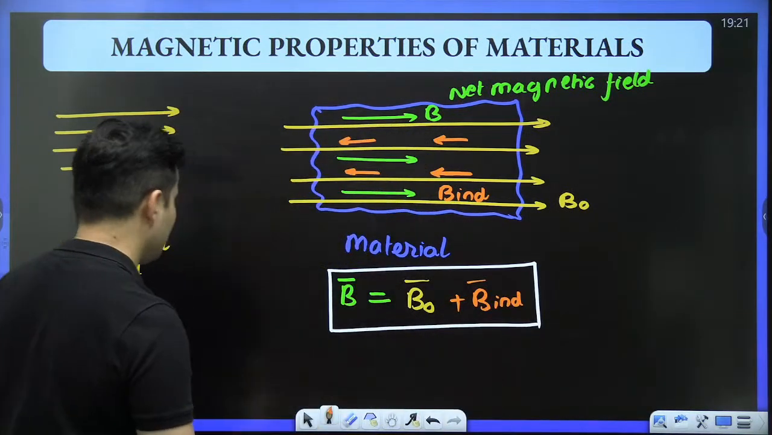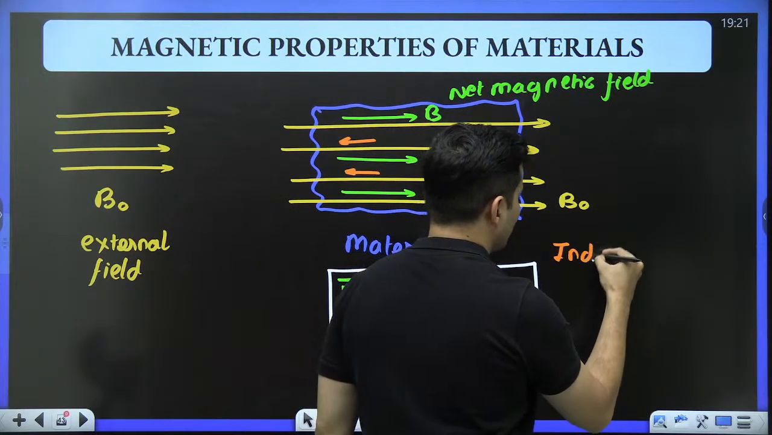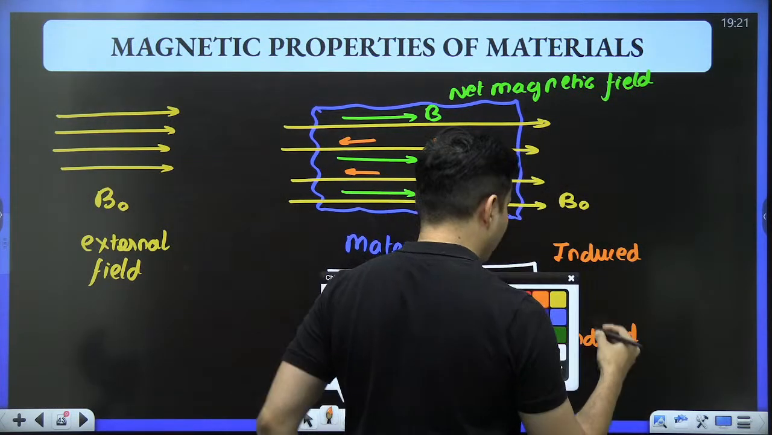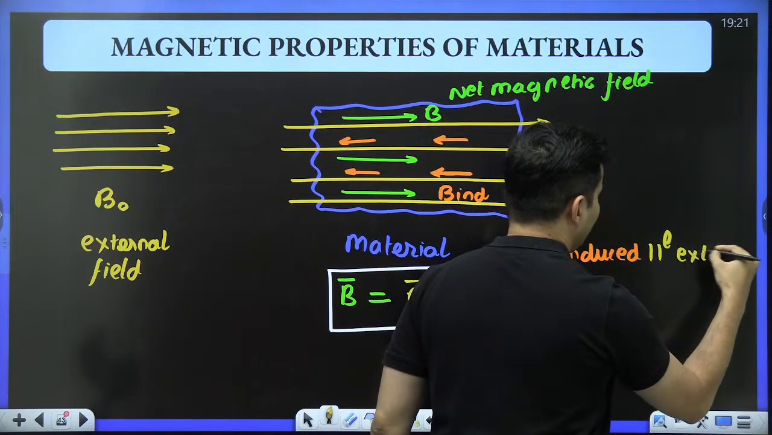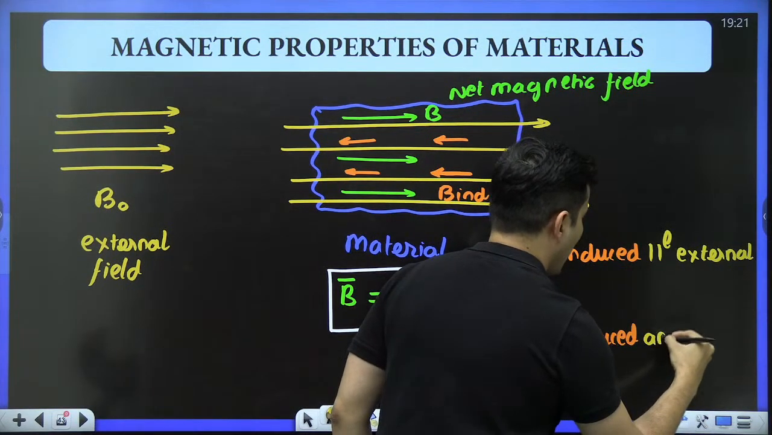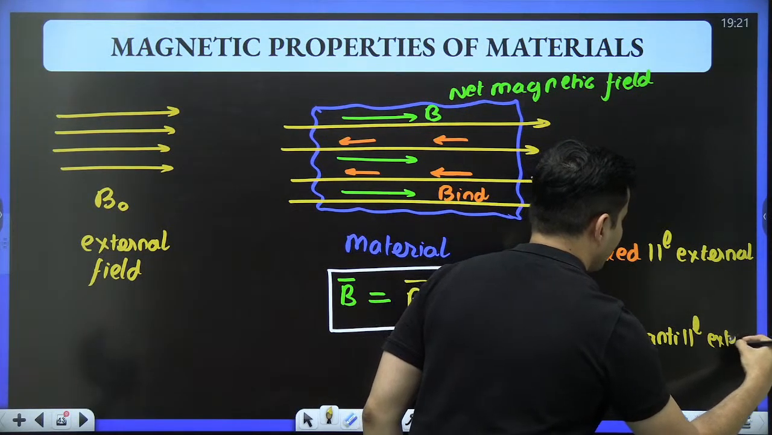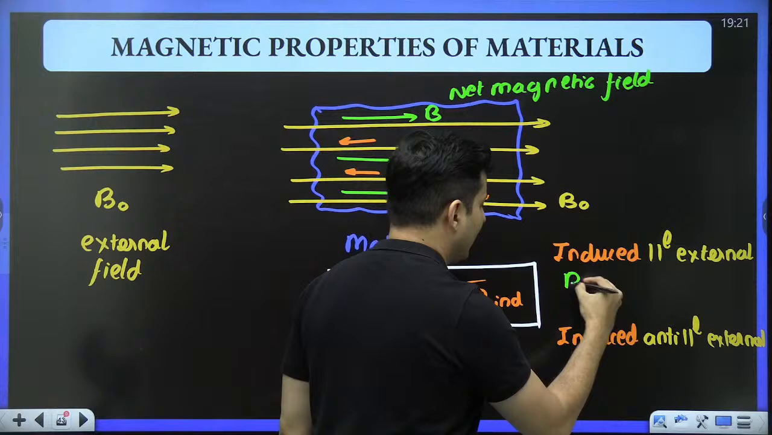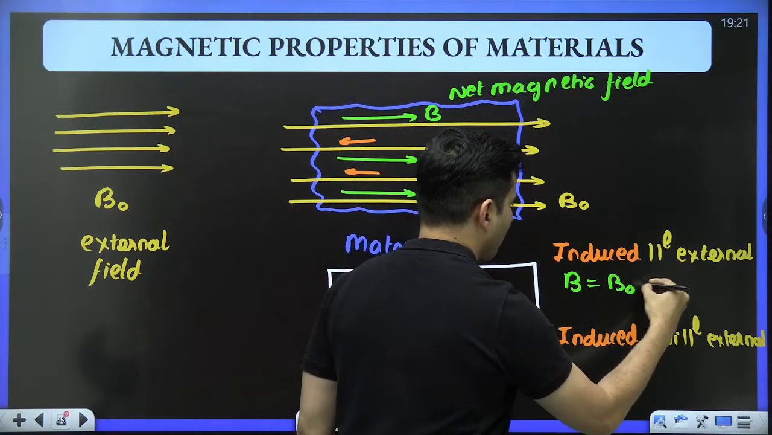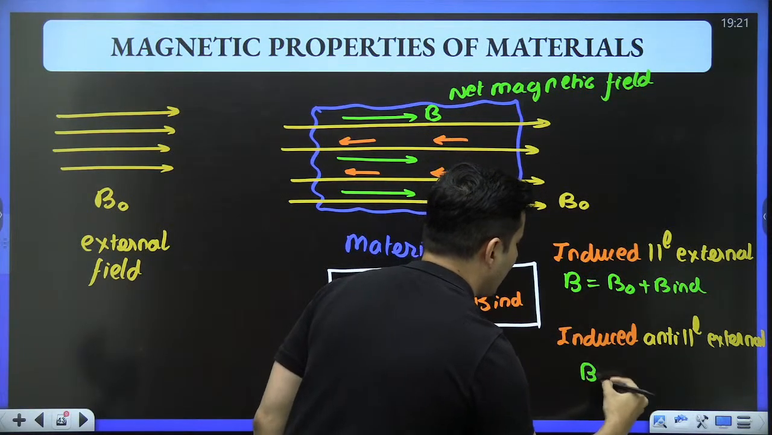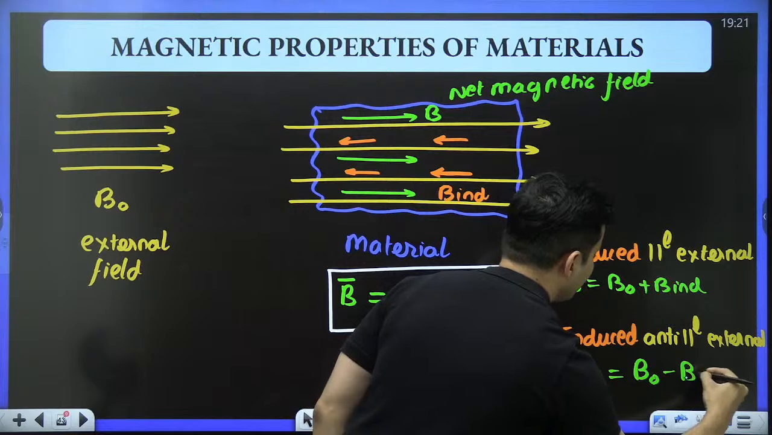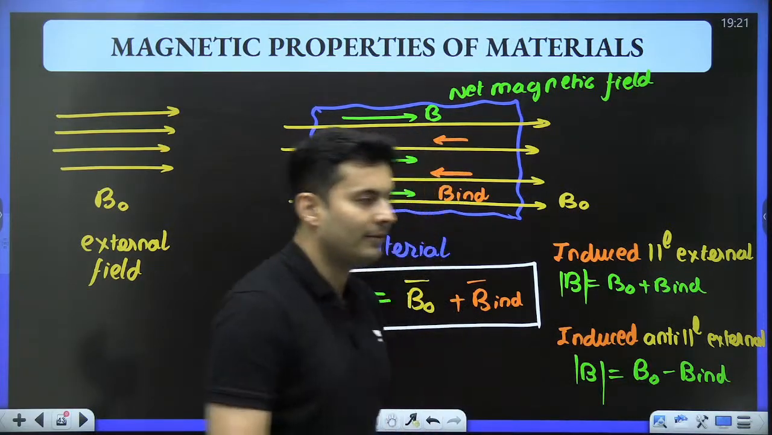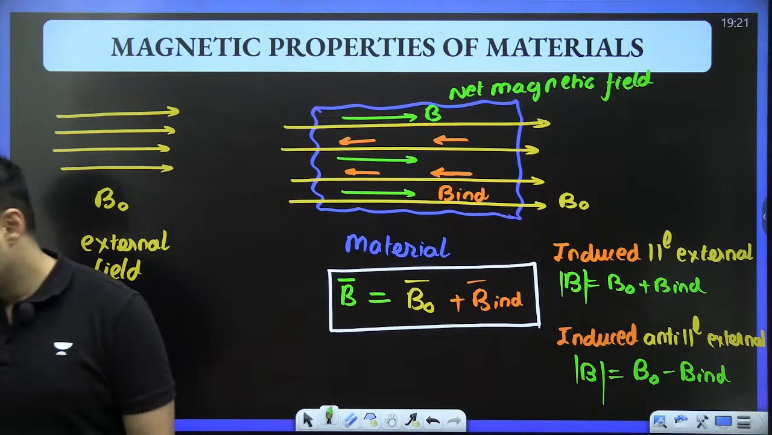So, I can give you both the cases. Let's say, in the first case, the induced field is parallel to the external, and in the second case, anti-parallel to the external. In the first case, when it is parallel, the net field will be just B naught plus B induced. But in the second case, when it is anti-parallel, the net field will be B naught minus B induced. This is magnitude wise. Please understand, this is the magnitude of that net field that we are talking about. Cool? Clear? Everybody clear till this point?